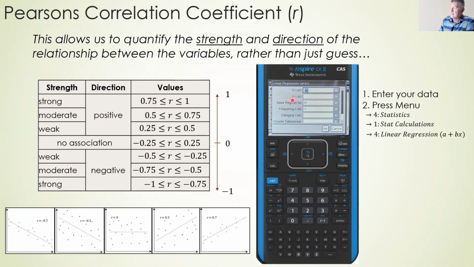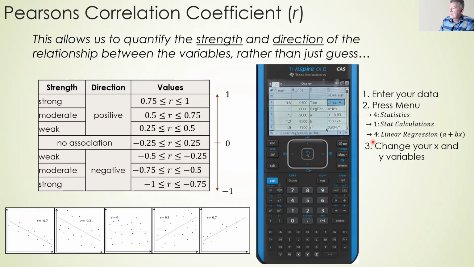Now, X list and Y list, they're the 2 things we need to fill in. We need to change our X and Y variables. So if you click on this arrow here, or click your right arrow on your keypad, what will come up is the 2 variables that you've got in your CAS. You've already put the age and price in. So we're going to click age because that was our explanatory variable, wasn't it? Then we come down to this one and click on price. Same thing, press the right arrow, and click price.